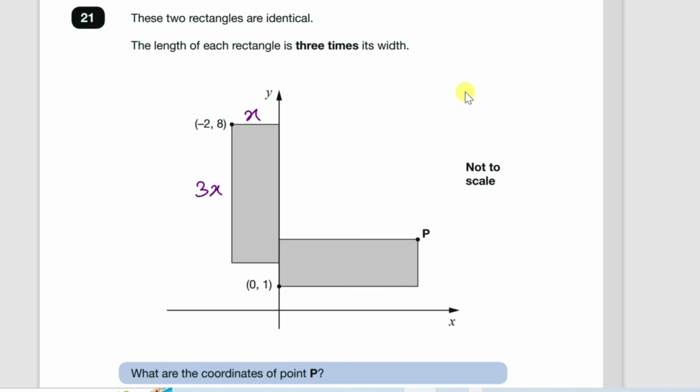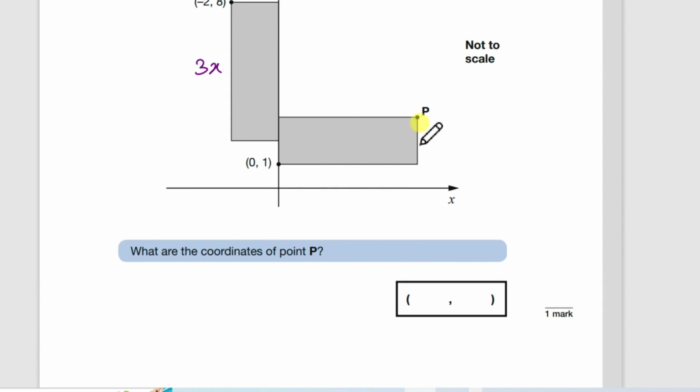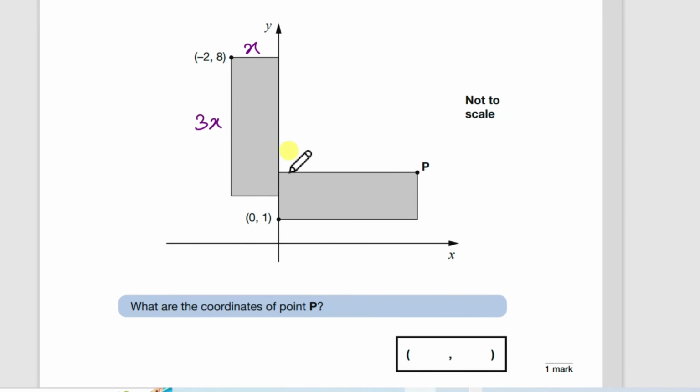Now, what are the coordinates of P? Okay, so you want that coordinate there. Let's try and figure this one out, because this one looks like it will take a while to think. So let's have a look. So we know that this coordinate here is like -2 to the right. So what this means, if I draw a dotted line across here, this is -2. So it's a nice trick here.